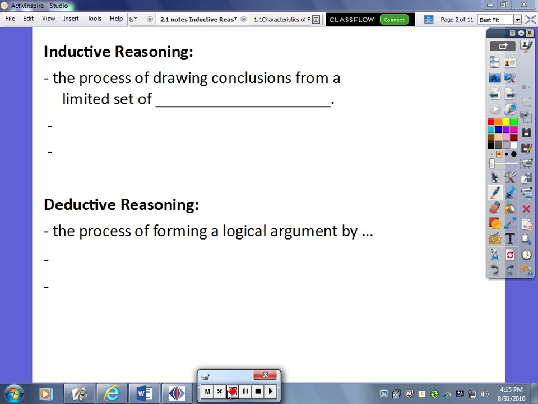There are two types of reasoning in logic: inductive reasoning and deductive reasoning. Inductive reasoning is the process of drawing conclusions from a limited set of observations. When we make those observations, we look for patterns, and based on that, we make conjectures.